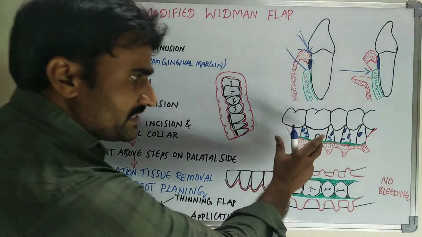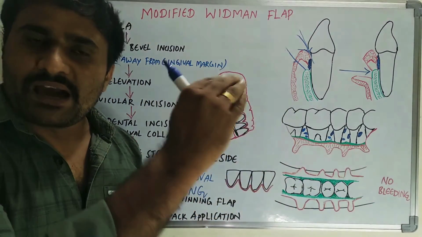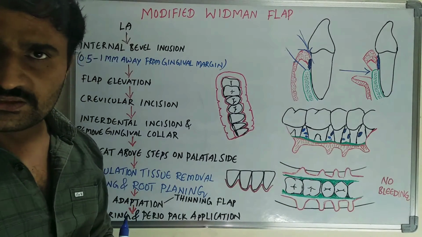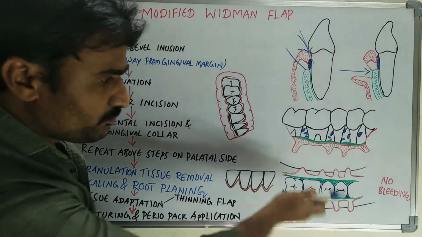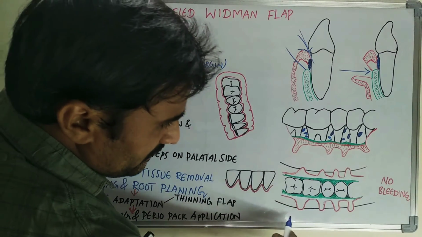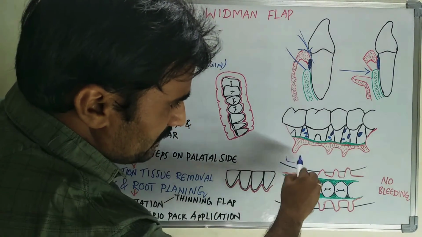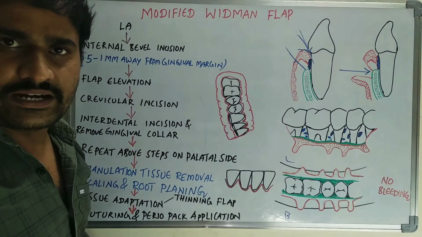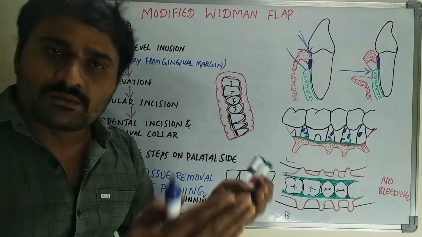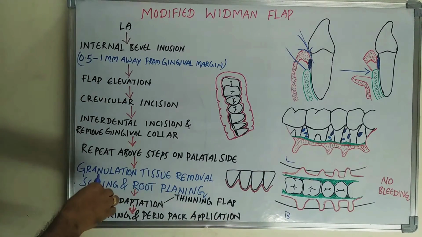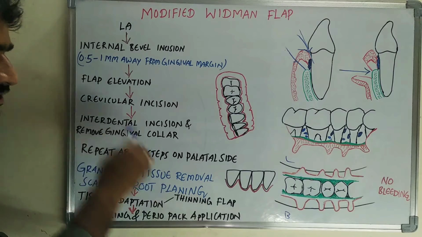right? So this procedure should be repeated on the palatal aspect or on the lingual aspect. You can see in this diagram, this is the flap elevated on both sides. That is, this is the buccal side, and this is the lingual side. Right? Once you elevate the complete flap on both sides, then you have to go for granulation tissue removal and scaling and root planing.